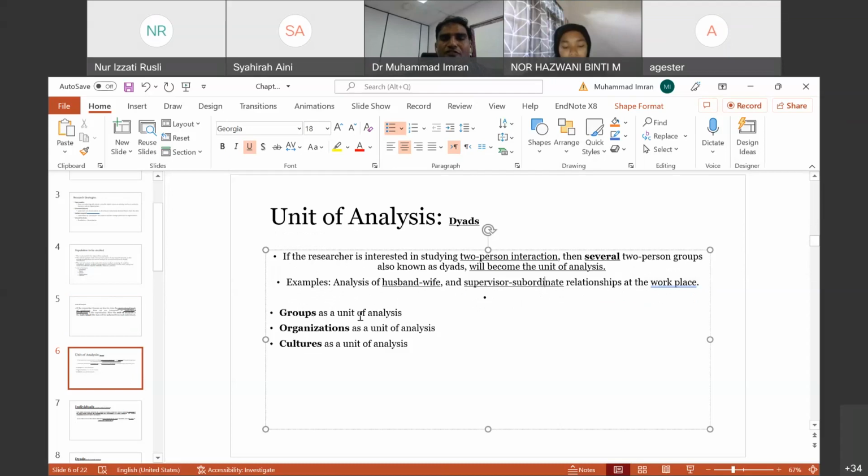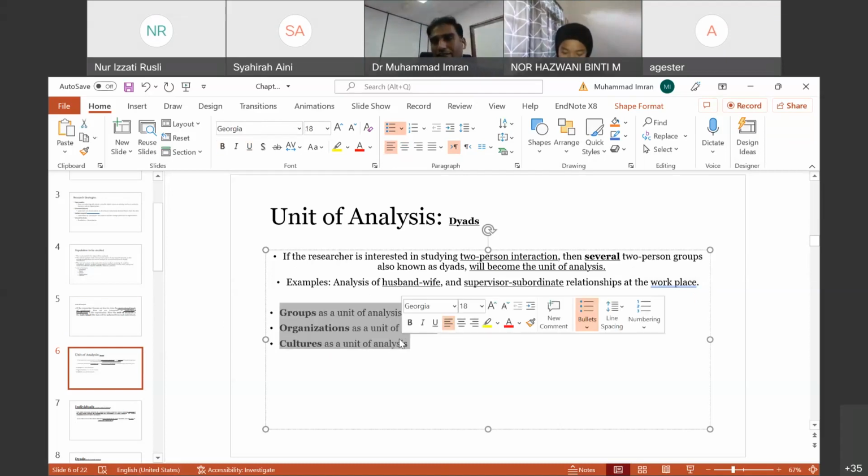Groups as a unit of analysis, maybe a bunch of groups. The organization as unit of analysis, maybe one response from one whole company, then another company, another company. Culture means the country, it can be the country. These concepts will also be discussed through examples. I'm going to discuss them with you with examples.